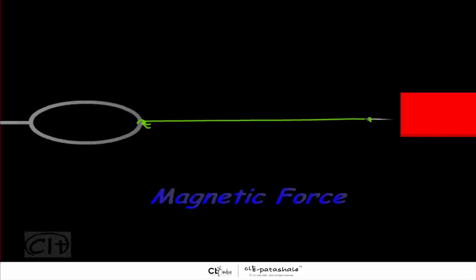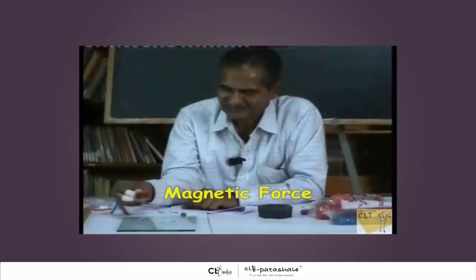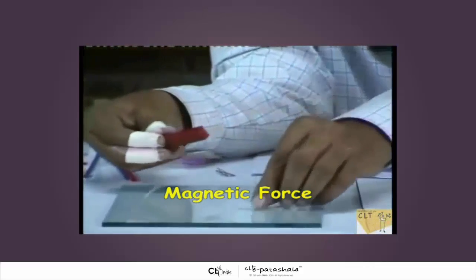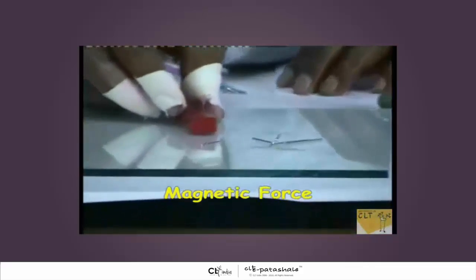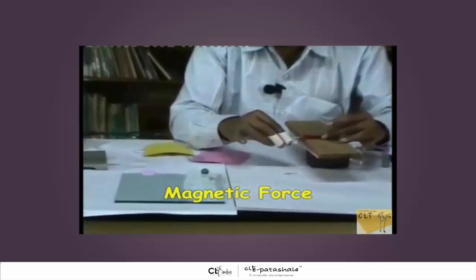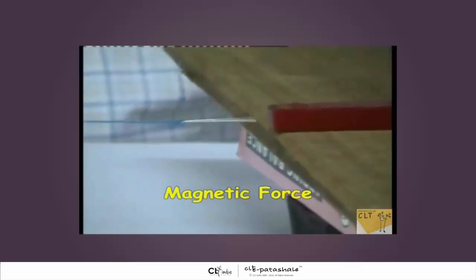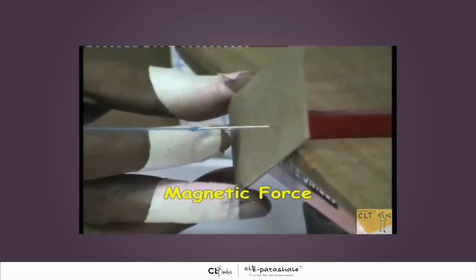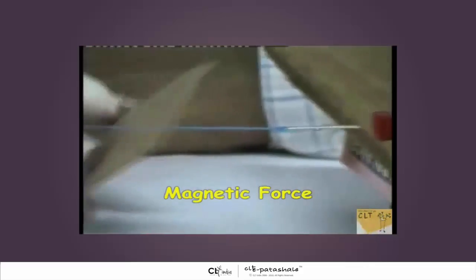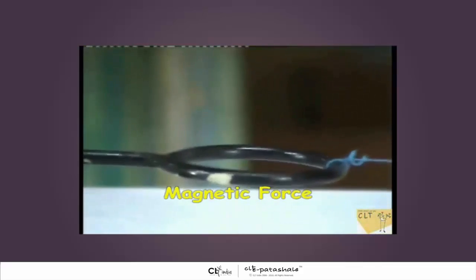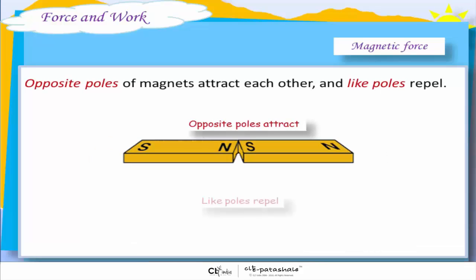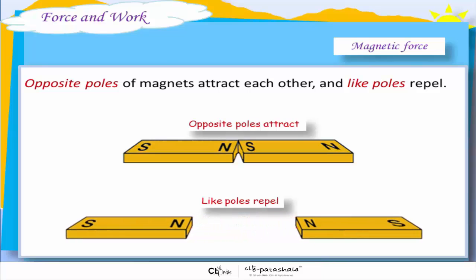So here we have the magnetic force in action. Opposite poles of magnets attract each other and like poles repel. That is, as shown in the diagram below.